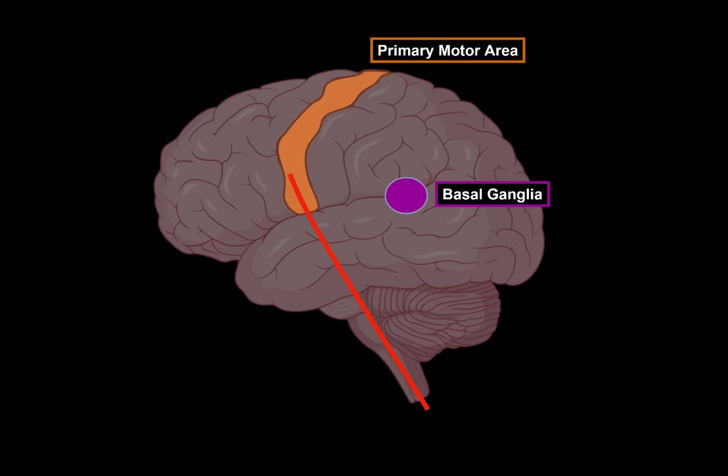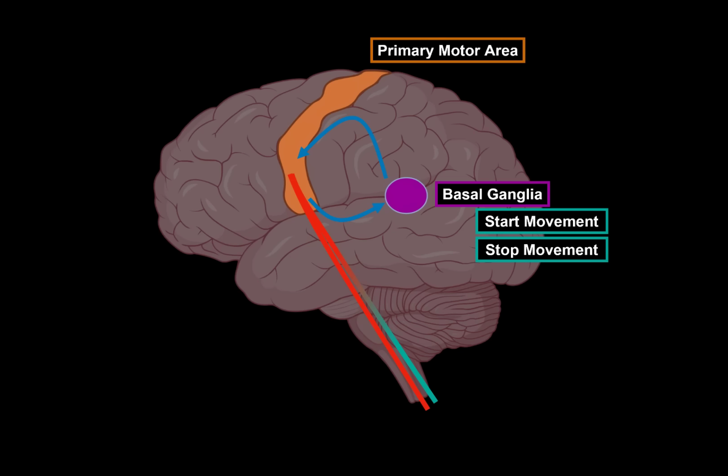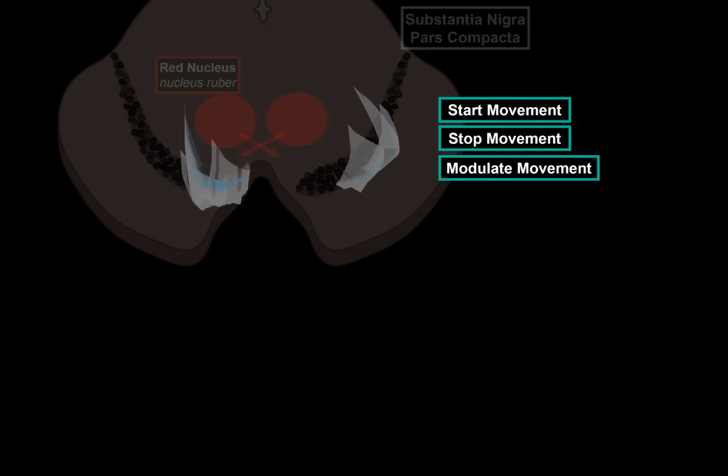So imagine for a second we've combined all the basal ganglia structures into a purple bulb here. The primary motor area has to communicate its motor plan with the basal ganglia. The basal ganglia take that motor plan and modify it in a particular way and send it back to the cerebral cortex to send now the proper motor plan to start movement, stop movement, or modulate the movement. Beautiful. Now let's get back to the substantia nigra.